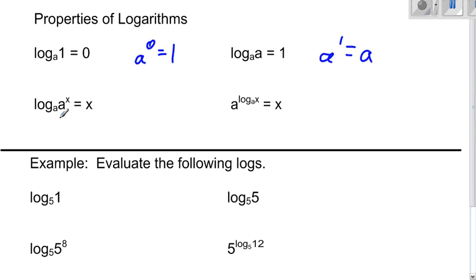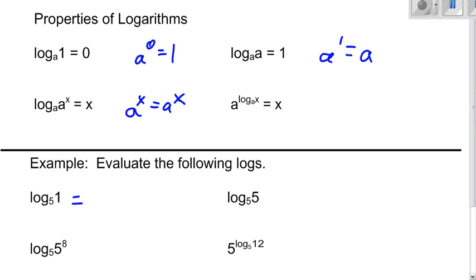Log base a of a to the x is x. That's because a to what power would equal a to the x? Well, a to the x equals a to the x. And this one is actually just the flip of what we wrote over here. Basically, the bases always cancel out. So a as a base with log and the exponent will cancel out. So that'll just simplify to x.